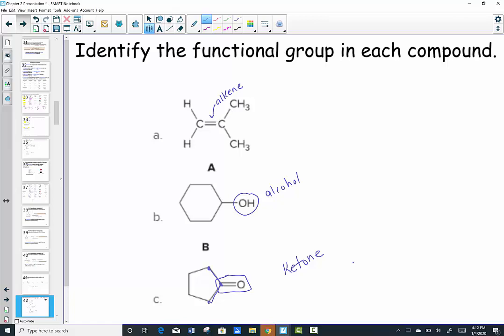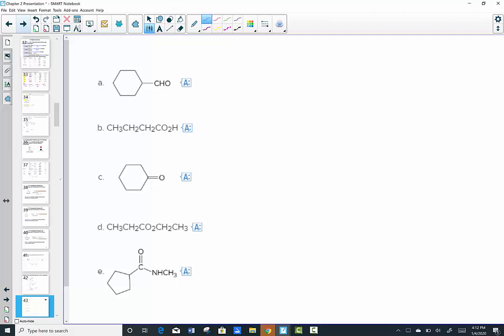Here's some more for us. Again, I just picked some from your homework. Here is a CHO. That's telling me that this carbon is double bonded to an oxygen and the terminal end is a hydrogen. This is an aldehyde. Here I see COOH, which tells me that it's C double bond O, OH. This is a carboxylic acid.